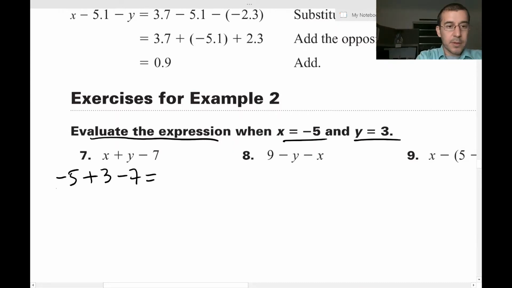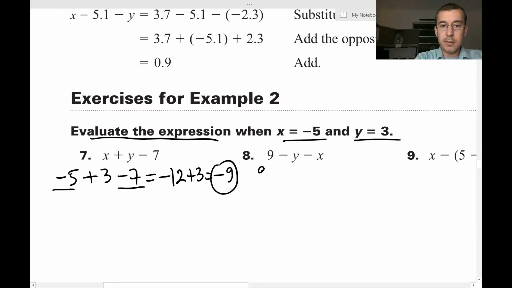So let's add up the two negative numbers. So minus 5 and minus 7, that's minus 12. And then plus 3, or that is 12 is greater than 3, so minus, and then 12 minus 3 is 9, so minus 9 is the answer.